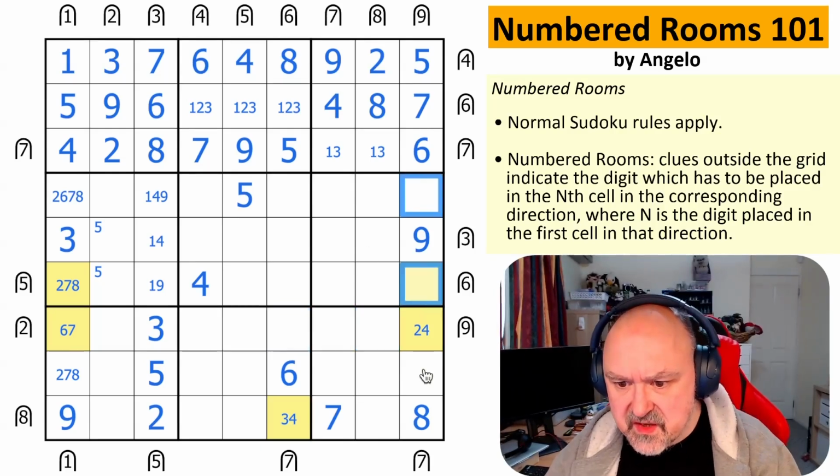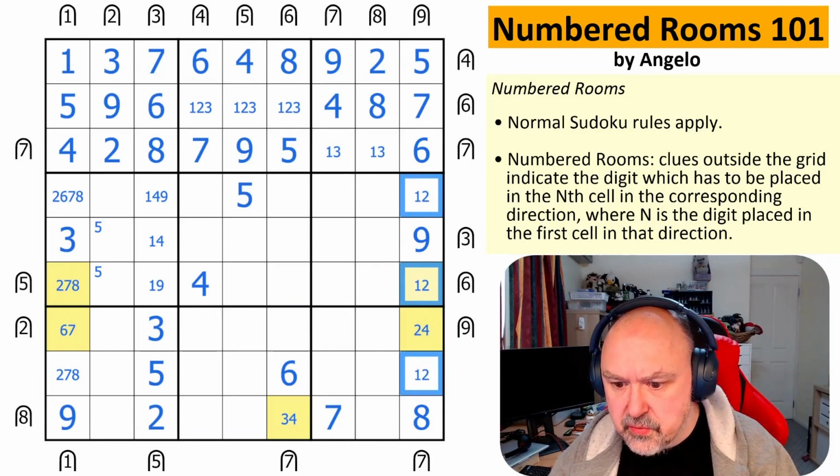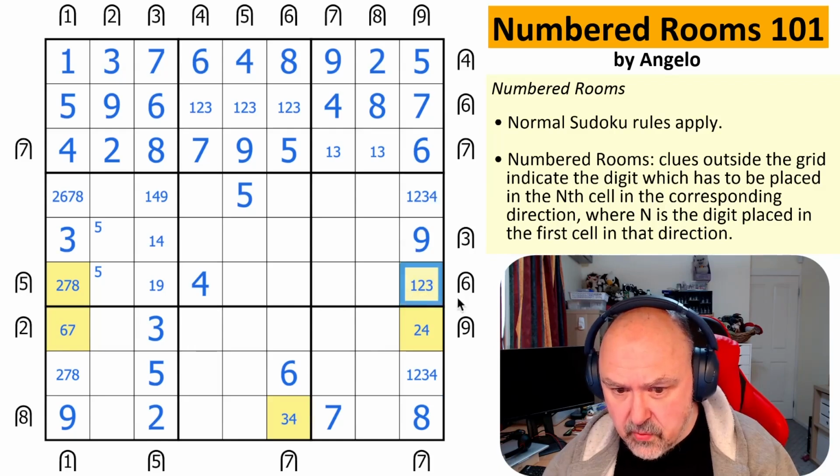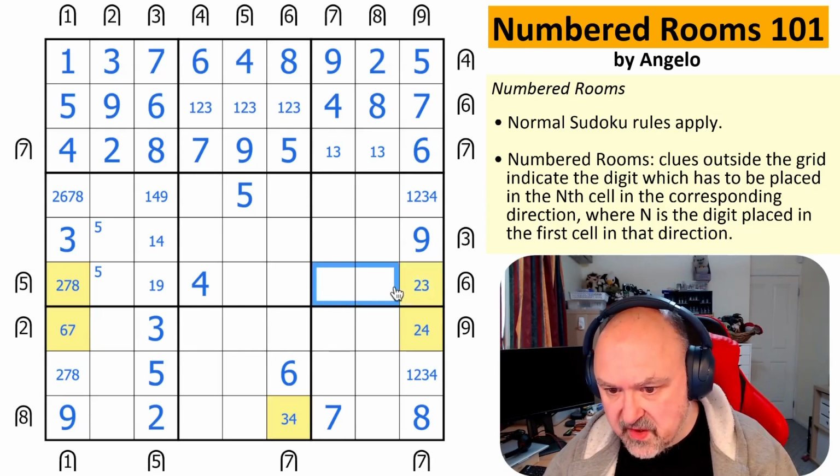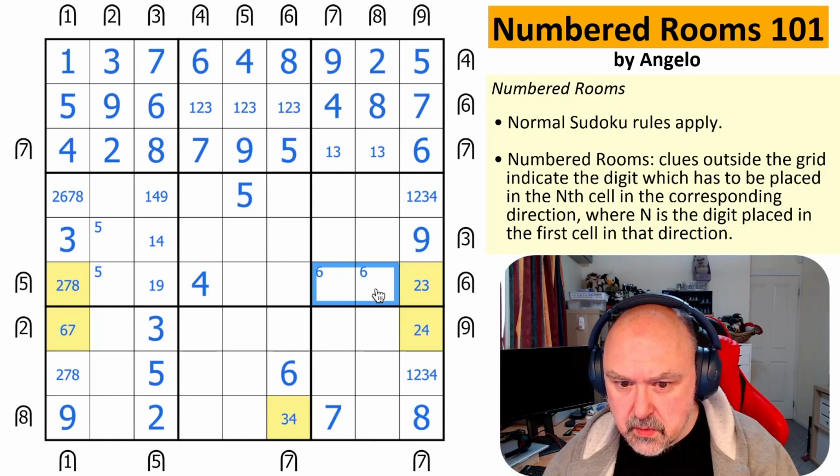Actually, I should have just marked this quad. 1, 2, 3, 4. Okay. And that can't be 4. So this is 1, 2, 3. It can't be 1 because of the fact that you can't put 1 in there. So 6 is in one of those two. Six is in one of those two.